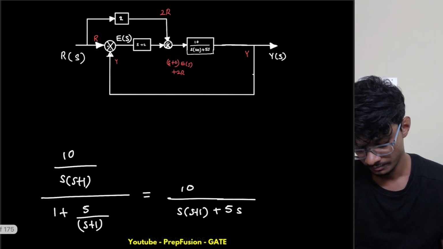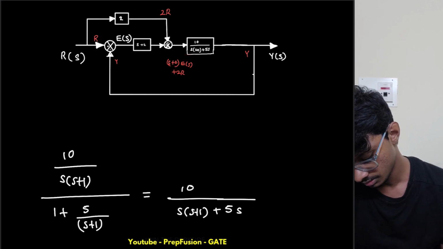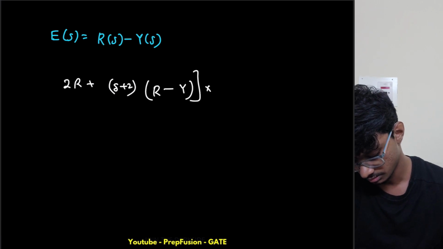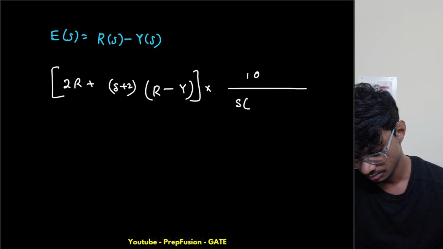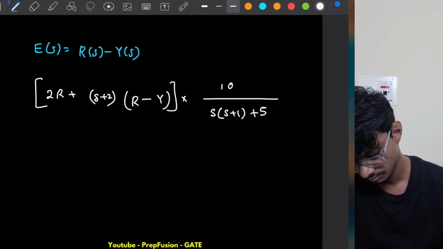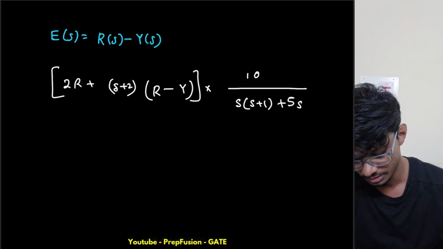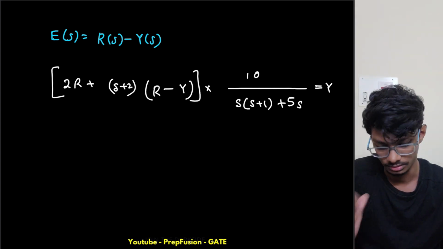R minus y basically. So r minus y into this one, right? 10 by s into s plus 1 plus 5s, which is equals to y itself, right? Which is equals to y itself. Now we will solve this, right?